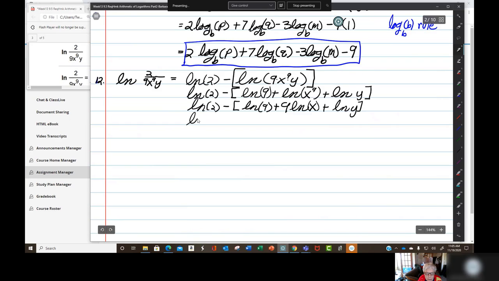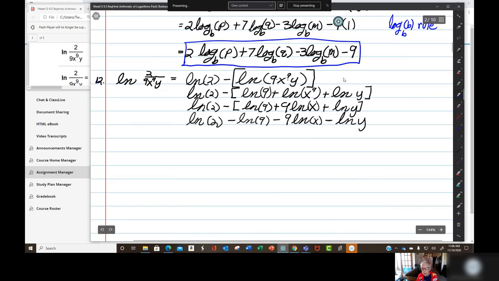And I am going to put down my reason. Ln of 2. Now I'm going to distribute the negative sign. There are three terms in here. 1, 2, 3. So I'll have to distribute the minus sign 1, 2, 3 times. Minus the ln of 9. Minus 9 ln x plus minus the ln of y.